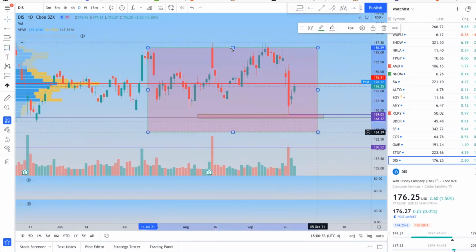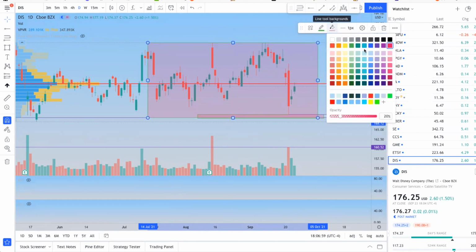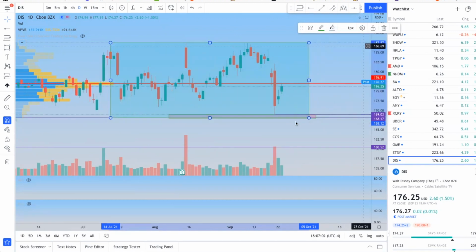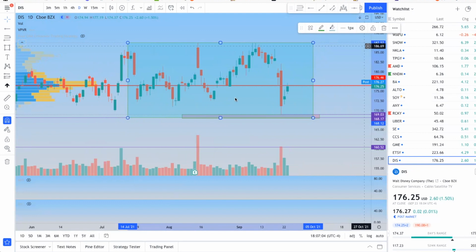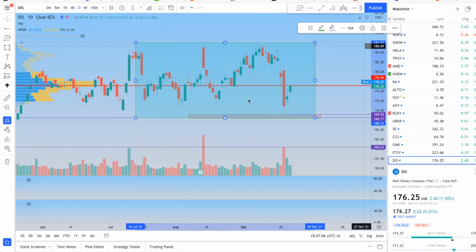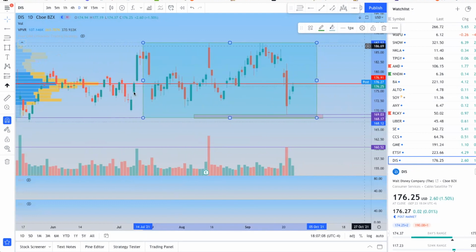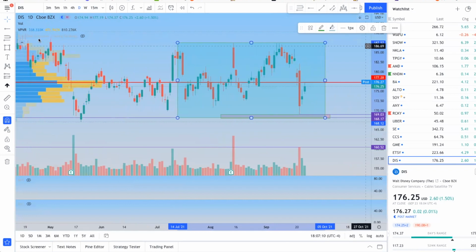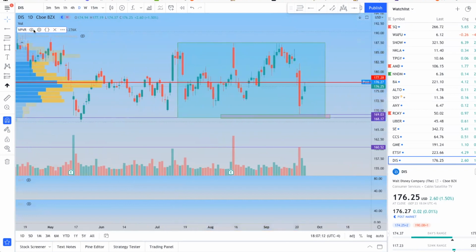Okay, so swing trade. Let's grab another color. Then what else? If you consider the last few months, the thing you see is this level right here.